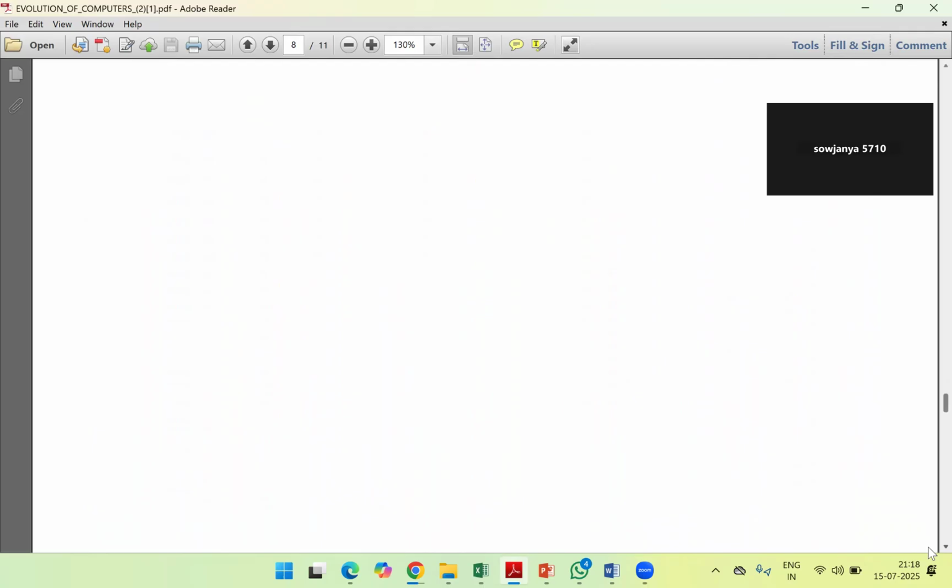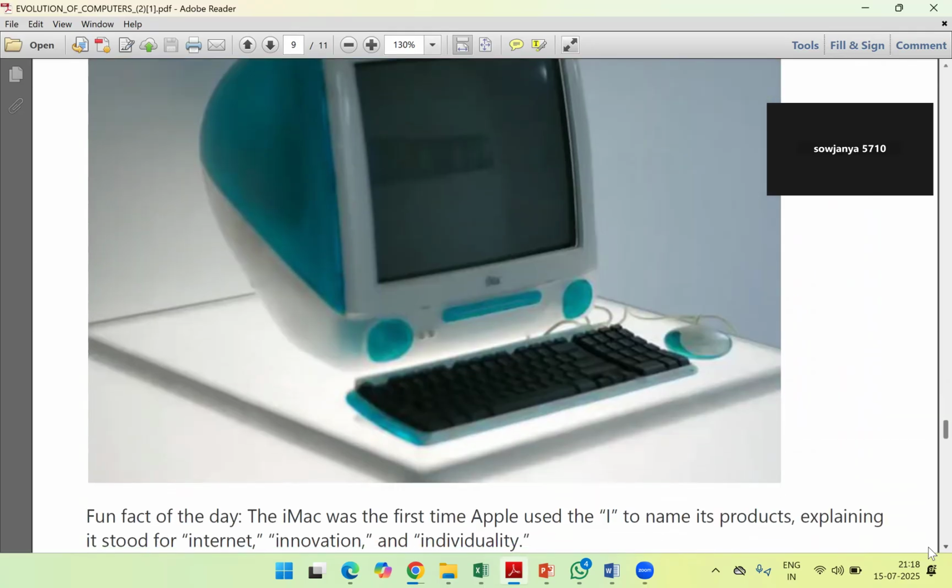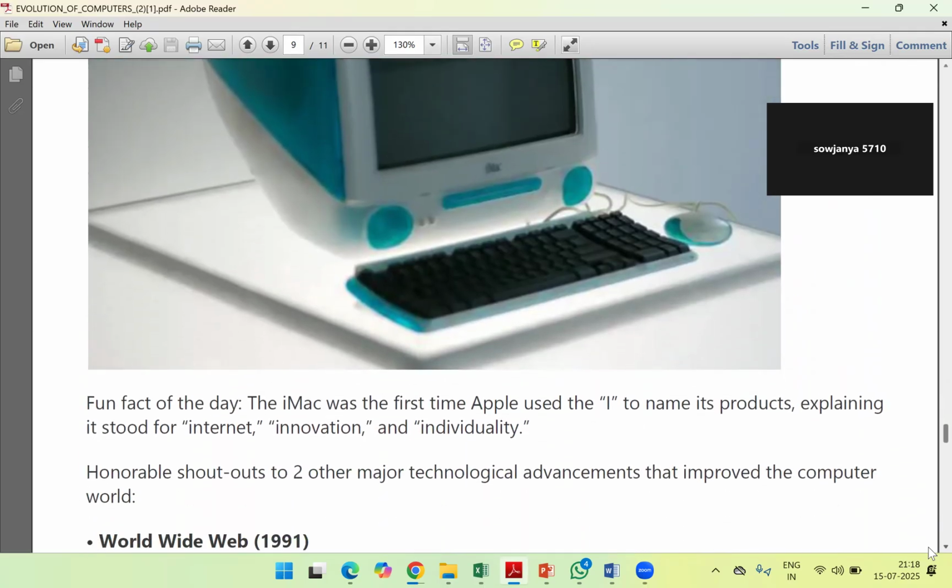iMac looking good, right? Then next, fun fact of the day. What is that? iMac, the first Apple. The first time Apple used the i to name its products. That's why, explaining, it stands for internet, innovation, and individuality. So together, the technology has improved the computer world.